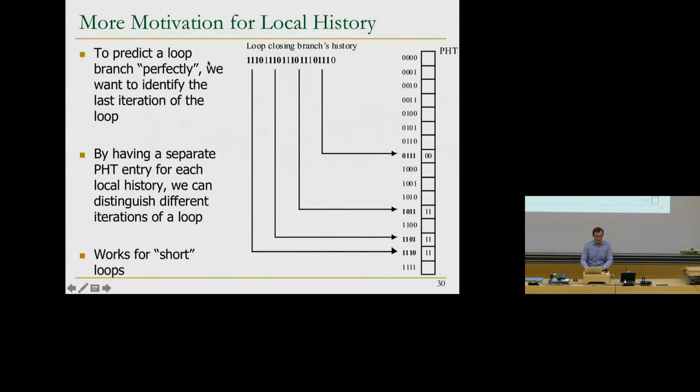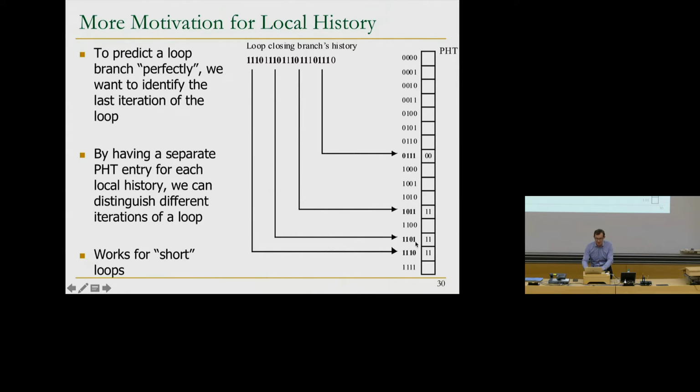So how do you actually do this? Basically, this is one example. This is different from what I've shown you over there. But basically, to predict a loop branch perfectly, you want to identify the last iteration of the loop, when it switches from taken to not taken, right? So if you have a separate pattern history table entry for each local history, so if you keep the local history of this branch, and if you have a separate history table entry, separate counter, or separate single bit, now you can distinguish different iterations of a loop, because you'll have a different history every time you execute a single iteration. And these different histories will map to different locations, and the one that will give you the not taken outcome will be this one, in this case.